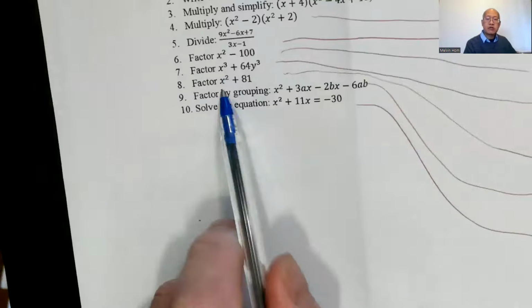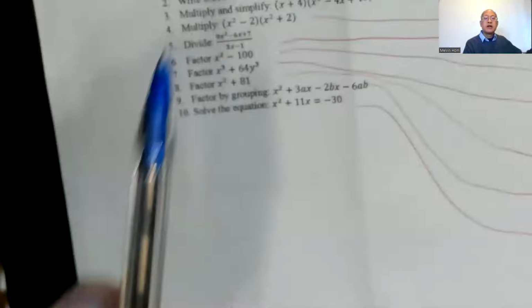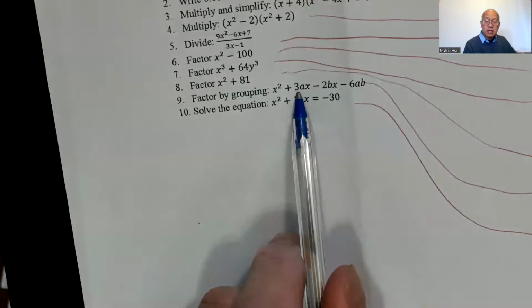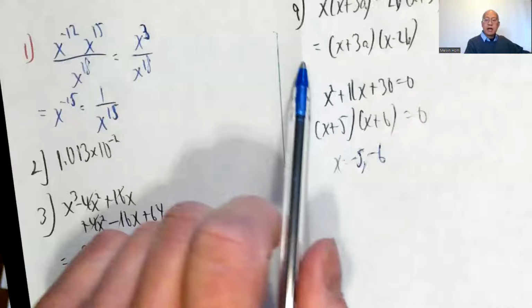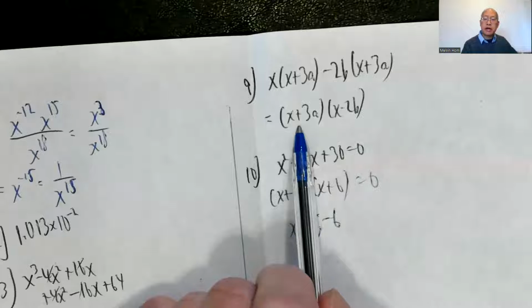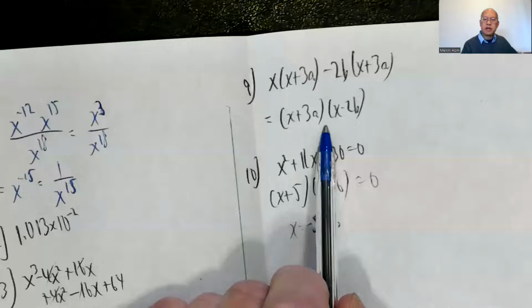Number 8 is prime. This is the sum of squares. X squared plus 81 cannot be factored. So that's prime. Number 9, you can factor by grouping. You factor out an x from these two, and here you factor out a negative 2b, so it looks like this. X times x plus 3a minus 2b times x plus 3a. Then I factor out the x plus 3a, and I have left x minus 2b.